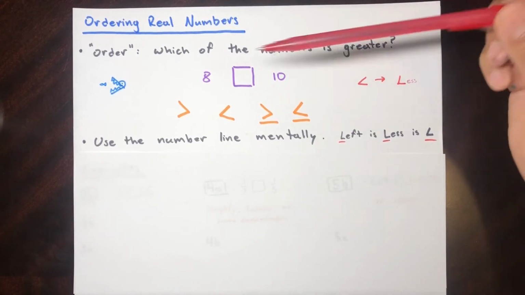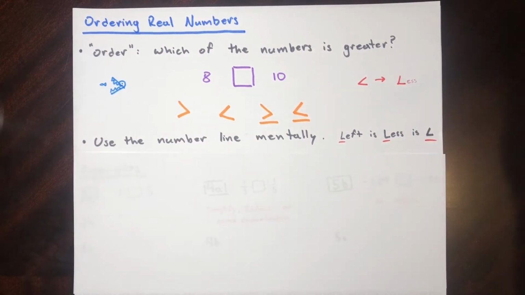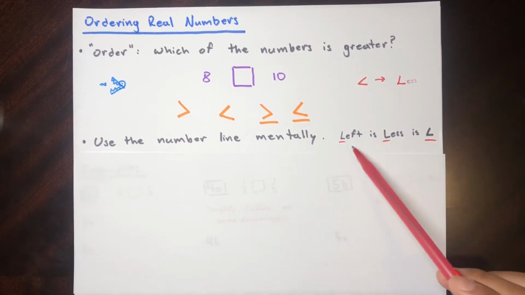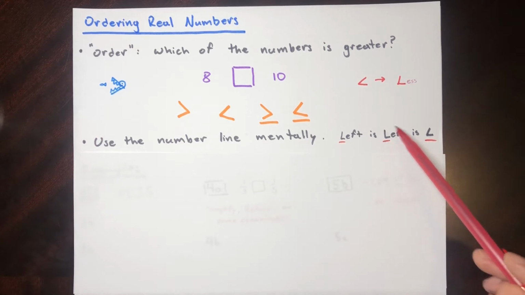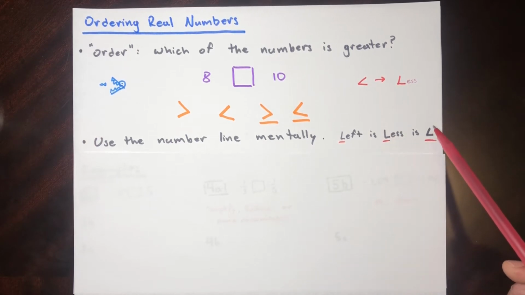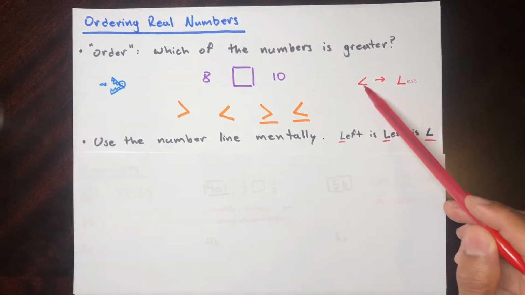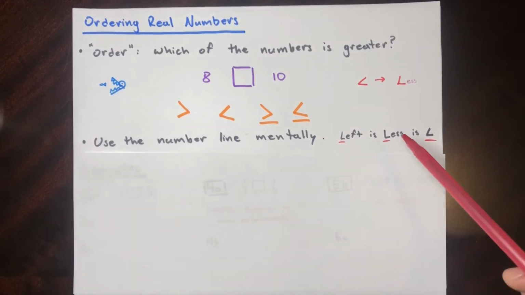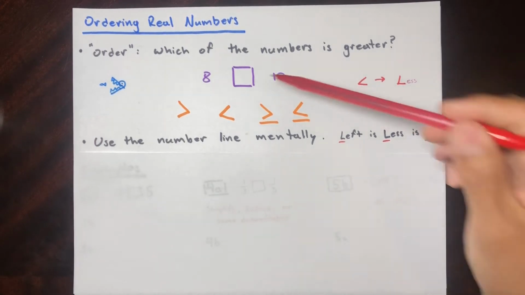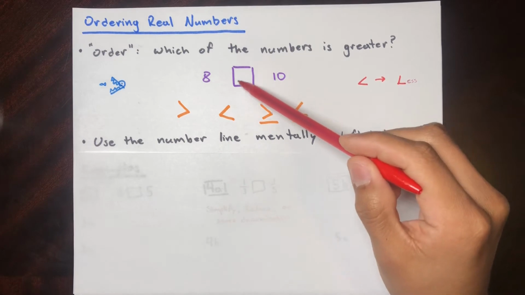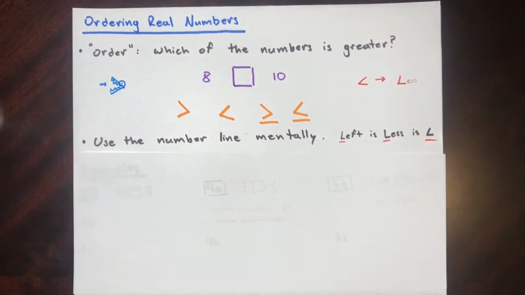When you're ordering numbers, remember to use the number line, but use it in your head. You don't want to be writing number lines down every single time that you solve a problem, okay? If you use this little trick right here, remember that left on the number line means that it's less, and less has that L shape, which is kind of like the less than symbol. Okay, this less than symbol, left is less than, all right? This right here, remember you should read it as less than. Good, so if we were comparing these two, we would put that less than symbol right here, okay?